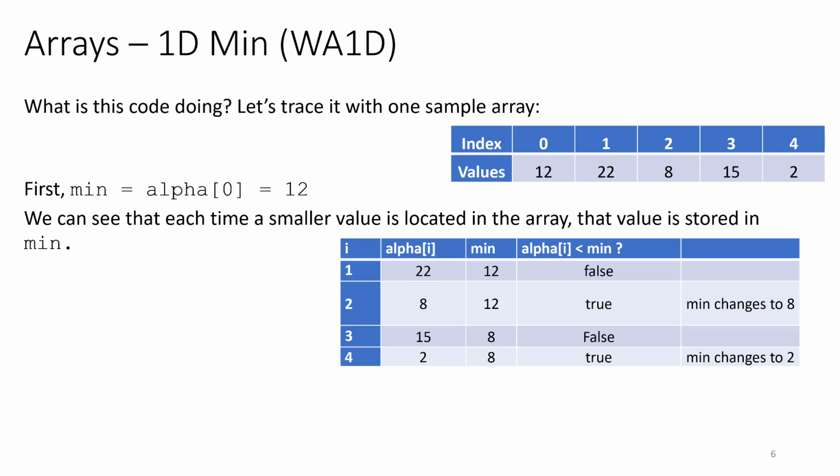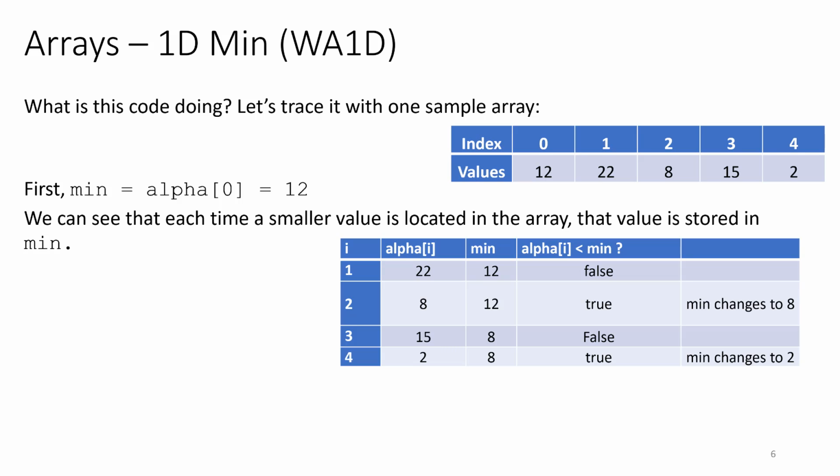When we look at the value at alpha sub position 1, 22 is not less than min. When we look at position 2 in alpha, 8 is less than min, which is 12, so min would change to the value of 8. The third time through the loop, when i is 3, alpha sub i is 15. 15 is not less than 8.